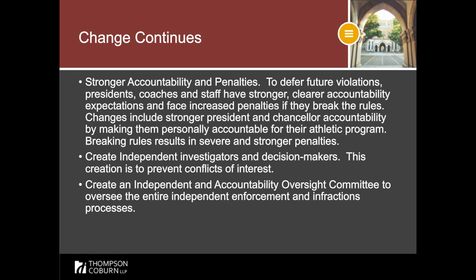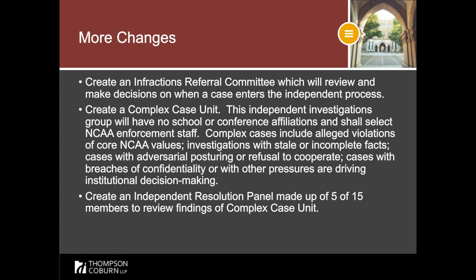As I said, they wanted to create an infraction and referral committee. They wanted to create a complex case unit. This was a group of independent investigators that have no conference or school affiliation and shall include violations of core NCAA violations, investigations with stale or incomplete facts, cases with adversarial posturing or refusal to cooperate, cases with breaches of confidentiality or with other pressures that are driving institutional decision makers would all be considered complex cases.